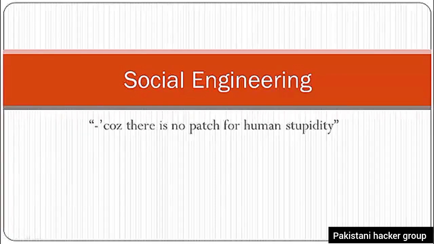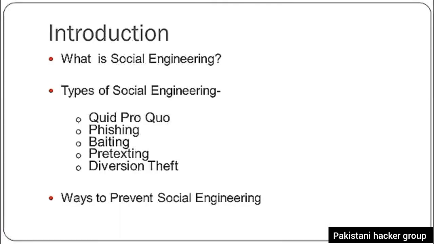So what exactly is social engineering? In this tutorial today, I will take you through what social engineering is, and the different types of social engineering. There are five different types: baiting, phishing, quid pro quo, pretexting, and diversion theft, which is normally conning people. And we will look at the ways to prevent them.